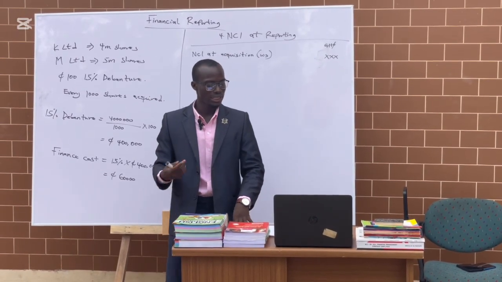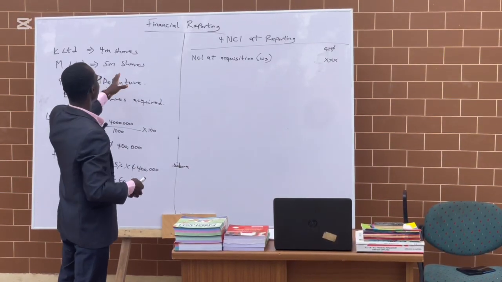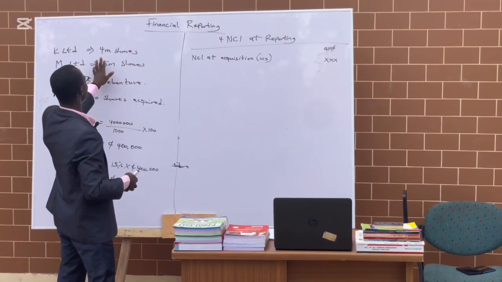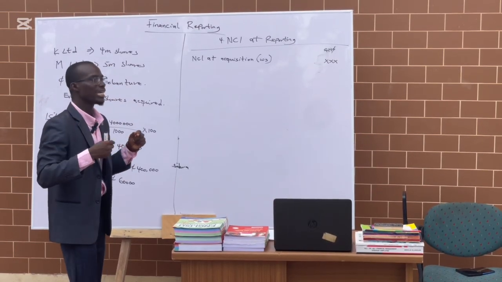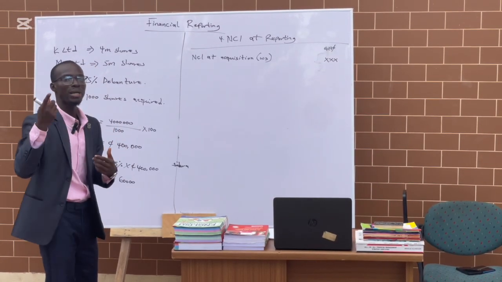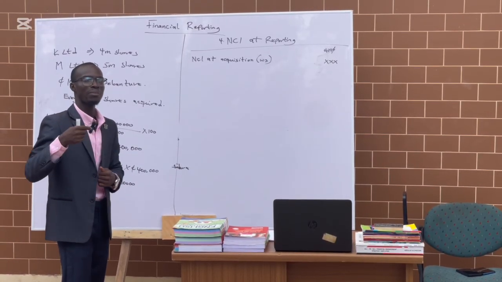The subsidiary. So this is a case whereby, let's say K Limited acquires 4 million shares out of the 5 million shares of M Limited. So now you can see that M Limited will be left with 1 million shares.